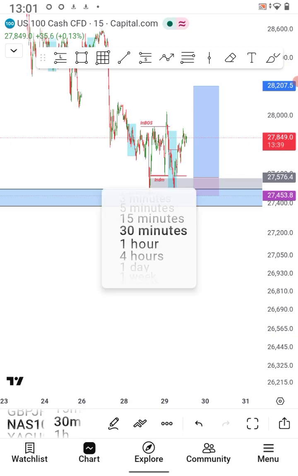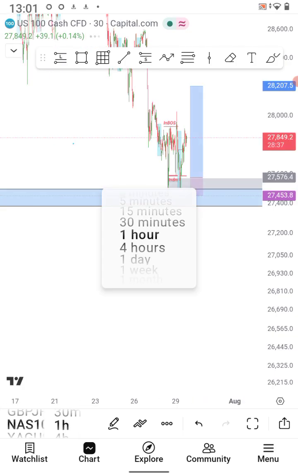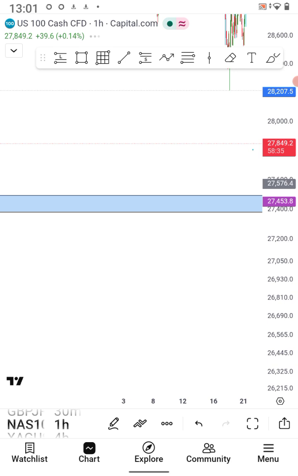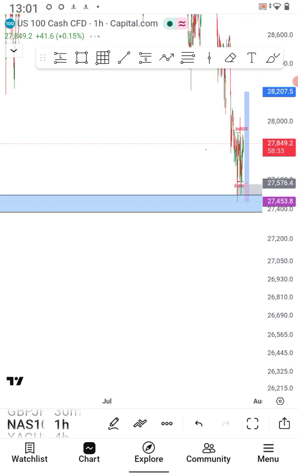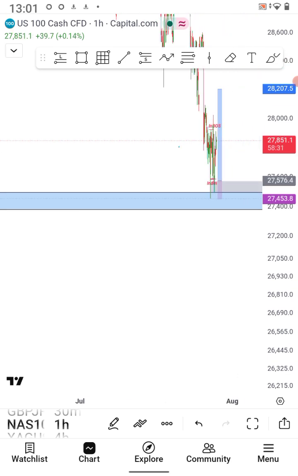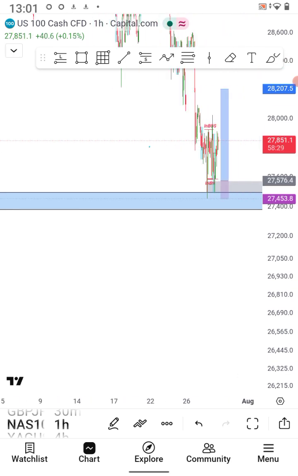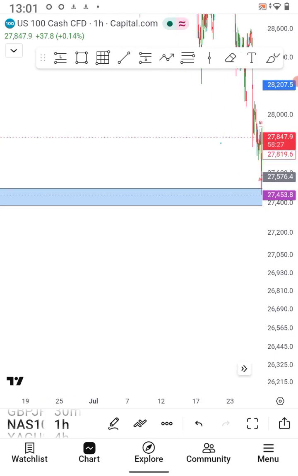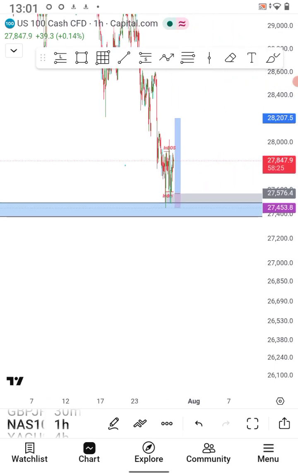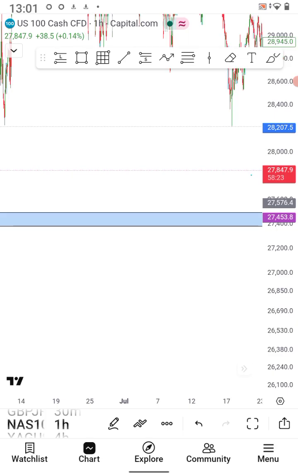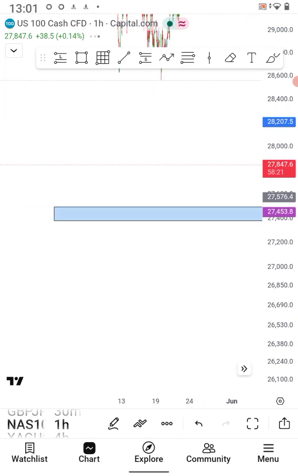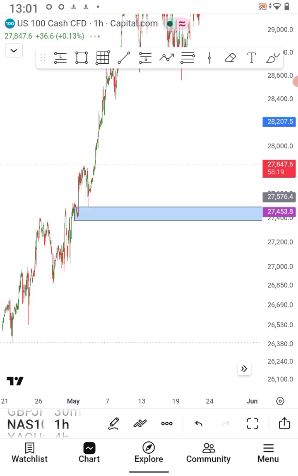Also, one of the reasons why that zone is important to me is if you go to the 1 hour time frame, you can see my stop is below the 1 hour time frame protected low. I just looked, you can see there's another block here, and it has swept liquidity. So that's why I'm strong. I'm believing that market will come.